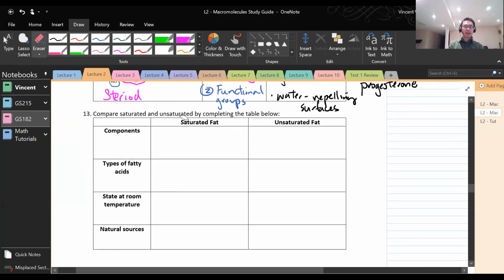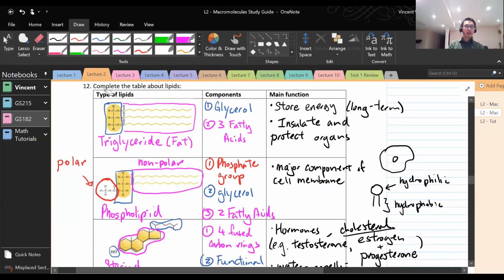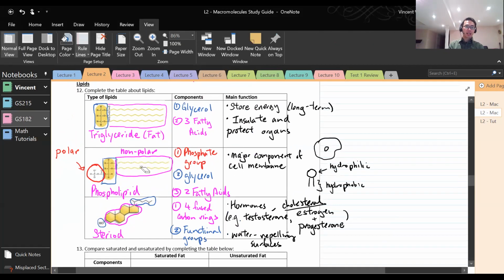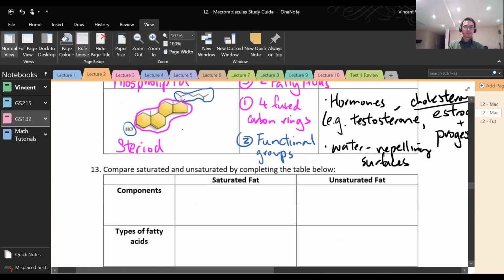So saturated fat, in case you're confused, we're talking about the different types of lipids. So there's fat, there's phospholipid, there's steroid. And then for fat, there are two types of fat, the saturated fat and the unsaturated fat. Okay, so what's the difference?